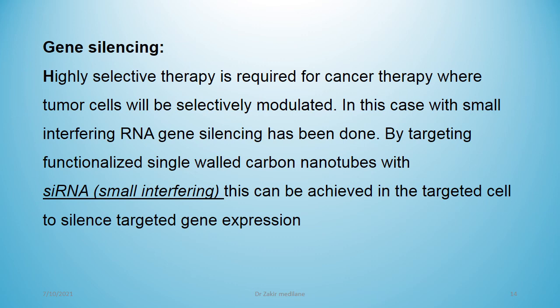A highly selective therapy is required for cancer therapy, where tumor cells will be selectively modulated. In this case, gene silencing has been done with small interfering RNA. By targeting functionalized single-walled carbon nanotubes with siRNA, that is small interfering RNA, this can be achieved in the targeted cells to silence the targeted gene expression. It means to avoid gene replication, this method is followed.